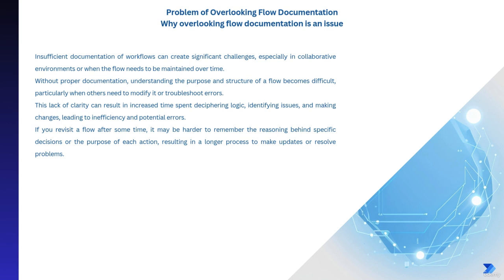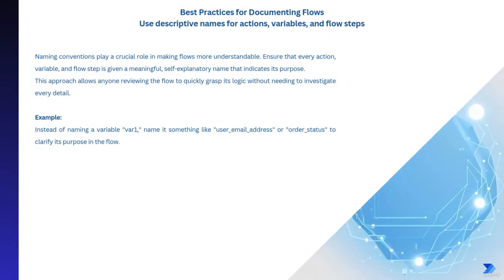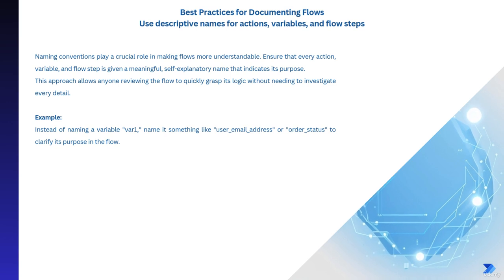Best practices to document your flows. Use descriptive names for actions, variables, and flow steps. Naming conventions play a crucial role in making flows more understandable. Ensure that every action, variable, and flow step is given a meaningful, self-explanatory name that indicates its purpose. This approach allows anyone reviewing the flow to quickly grasp its logic without needing to investigate every detail.